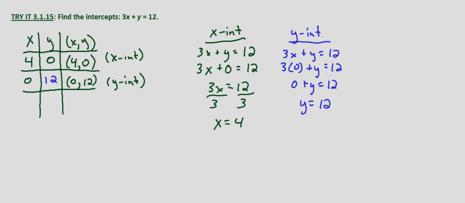Now we could check this, but essentially we already did. If we plugged in 4, 0, we should get 12. If we plugged in 0, 12, we should get 12 on the right-hand side of the equation. And that is the case because that's essentially how we solved for it in the first place. So our x-intercept, again, is 4, 0. And our y-intercept is 0, 12.